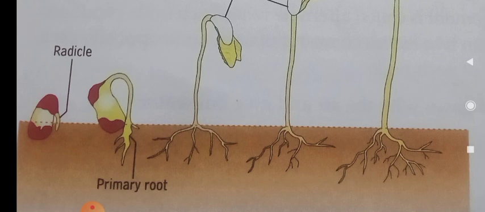The seed germinates. Do you understand? Yes. So this process in which the embryo becomes active and grows into a seedling is called germination. What is germination? The embryo becomes active and grows into a seedling, and that is called germination. Do you understand what is germination, children? Yes.